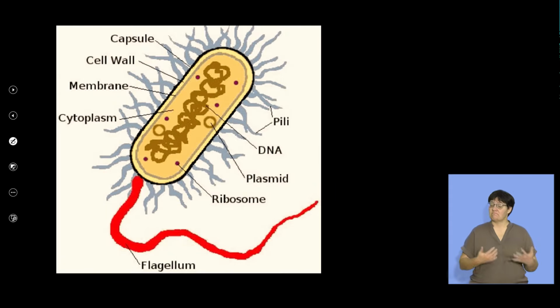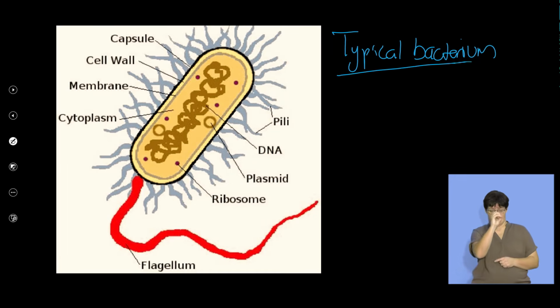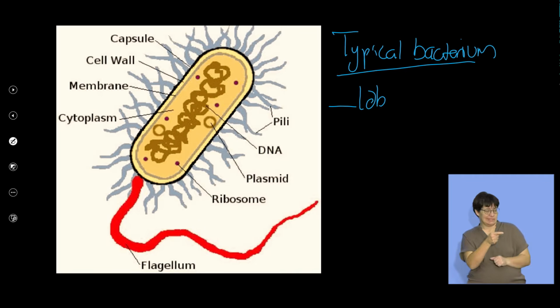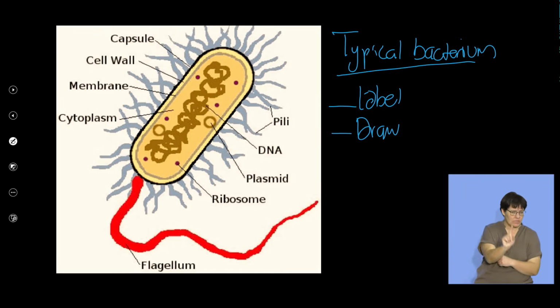Now, guys, if you have a look at this diagram, it's often called a typical bacterium, because that's what we use for a single cell, the bacterium. And you need to be able to label this structure. Sometimes draw it, okay, not often. But you need to be able to recognize it. What are the structures and what are the characteristics of a bacterial cell?